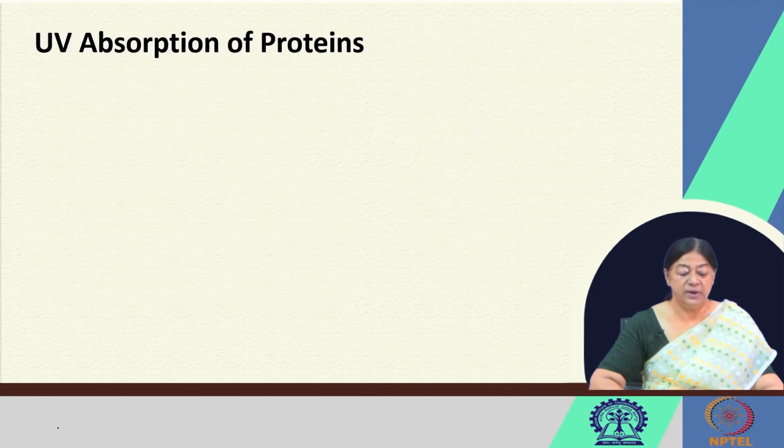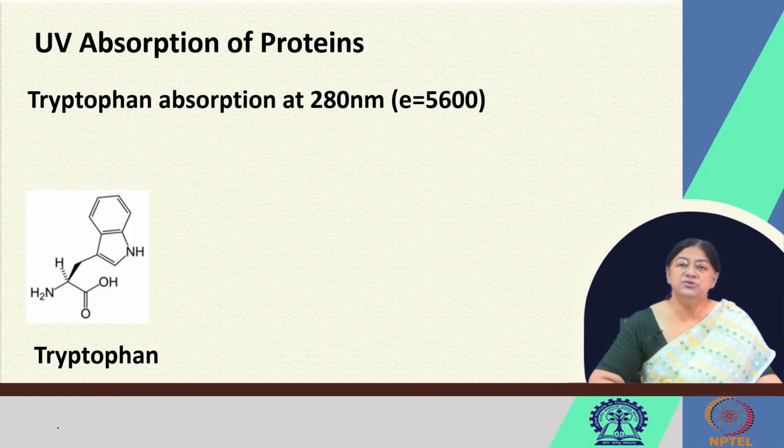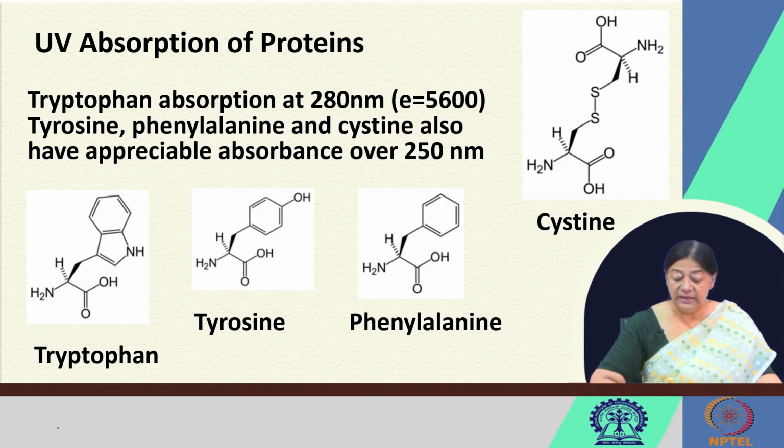The first thing that comes to mind is the UV absorption of proteins. When we looked at UV absorptions of amino acids and we tried to understand what important factors were involved, we looked at tryptophan absorption and found out that this had the highest extinction. In addition to this, there was tyrosine, phenylalanine and cysteine that also had appreciable absorbance above 250 nanometers. Now the question is, when we have changes in the amino acids, say due to mutations or for whatever reason, when we want to determine the presence of the protein, these are factors that come to mind.